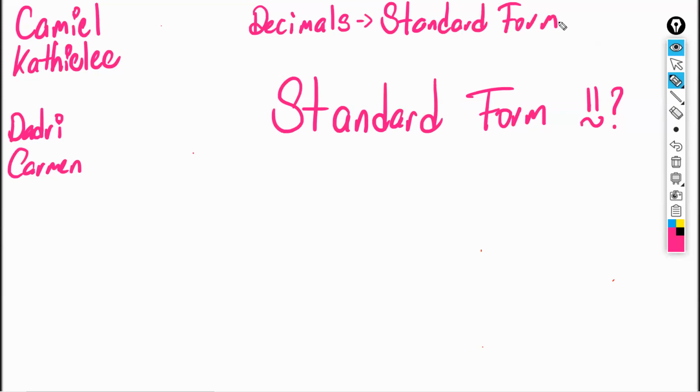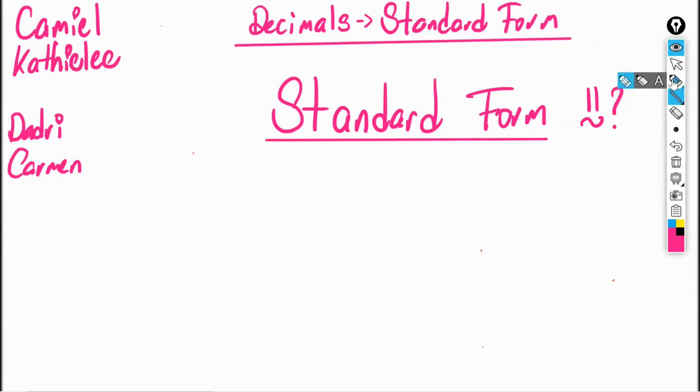Let me just explain it, guys. What is standard form? What's the reason for standard form? Basically, standard form is literally just trying to put a number between 1 and 10. Any number you think of in the world, you're gonna put between 1 and 10. It's weird, but let me show you what I mean. Don't worry, guys, it's easy.